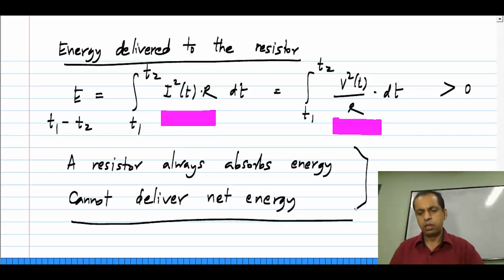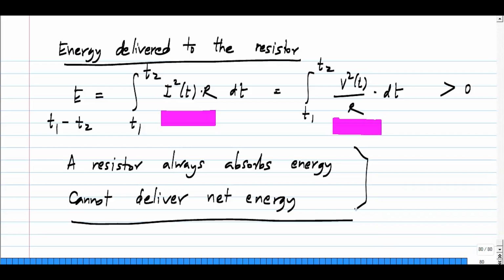Something that can only absorb energy, but can never deliver a net energy, cannot act as an energy source. Such an element is known as a passive element. So, for a passive element, the power is always positive, which automatically implies that it always absorbs energy, it can never deliver it. So, a resistor only absorbs power, which consequently means that it can only absorb energy, it can never generate energy and provide it to the rest of the circuit.